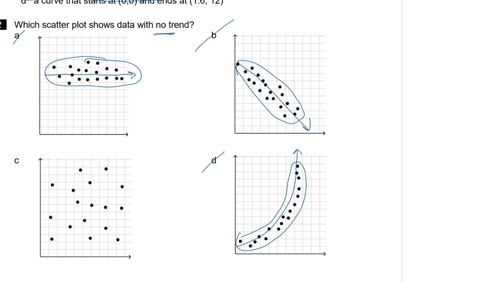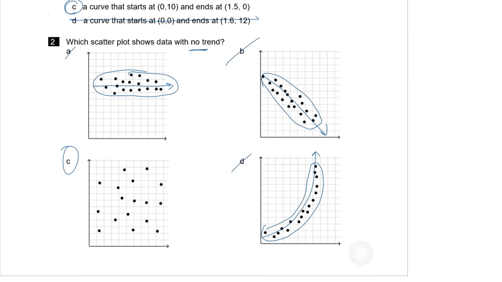So C, in this case, doesn't show any trend at all, whereas the other ones all count as trend. Some people might think A is no good because it's flat, still could be a trend. Some people might think D is no good because it looks curved. Trends can be curved. That absolutely happens, okay? And that's the last question. I hope that makes sense.